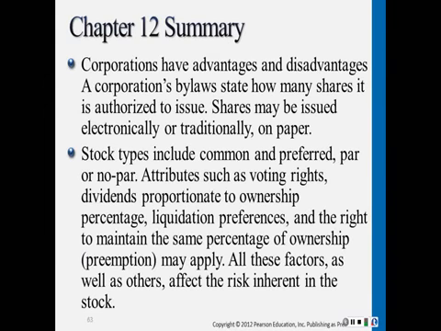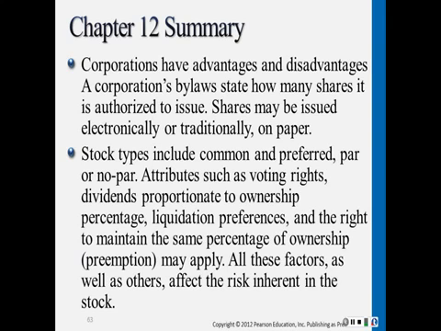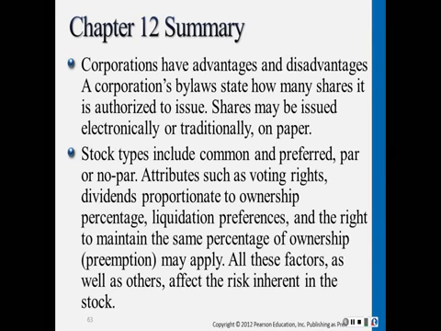Chapter 12 Summary. Corporations have advantages and disadvantages. A corporation's bylaws state how many shares it is authorized to issue. Shares may be issued electronically or traditionally on paper. Stock types include common and preferred, par and no par. Attributes such as voting rights, dividends proportionate to ownership percentage, liquidation preferences, and the right to maintain the same percentage of ownership, preemption, may apply. All these factors, as well as others, affect the risk inherent in the stock.